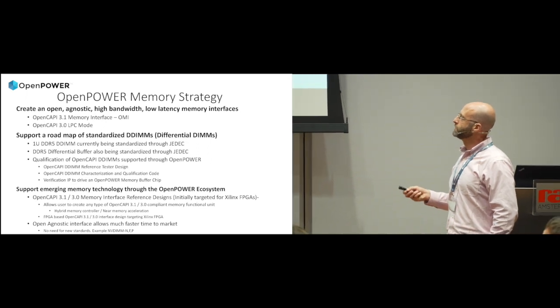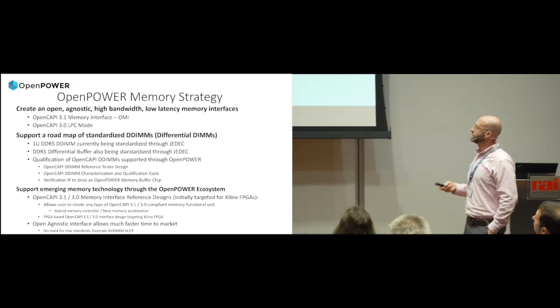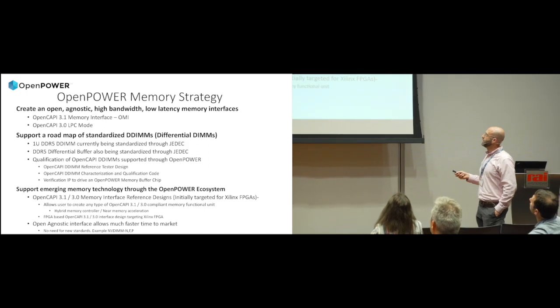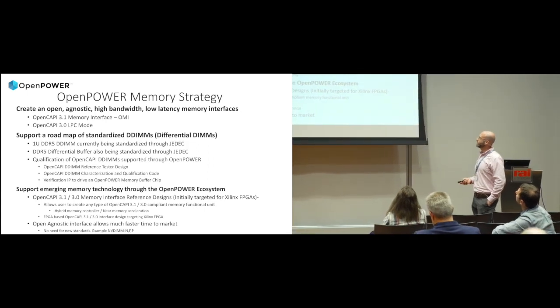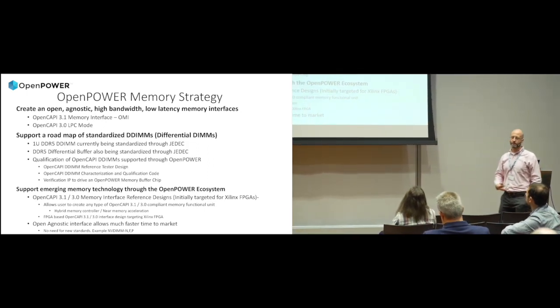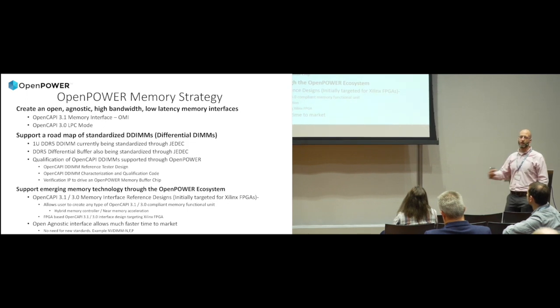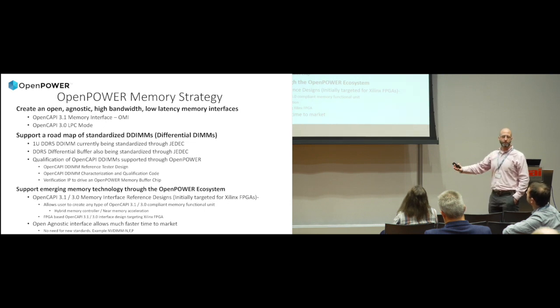So what that includes is building up reference designs. I'll show you one in a few minutes here. Characterization and qualification code for the system developers that are going to build something with these DIMMs, and how they qualify their memory subsystems, things like that. And then also the verification IP. What if somebody wants to go and build their own buffer chip to put on these DIMMs, right? We want to make sure that they have IP that's available to them, that they can go and drive their emulation environments and simulation environments and things like that.